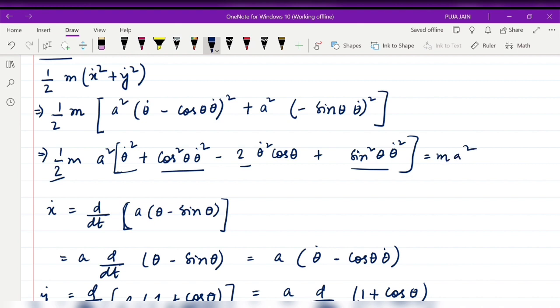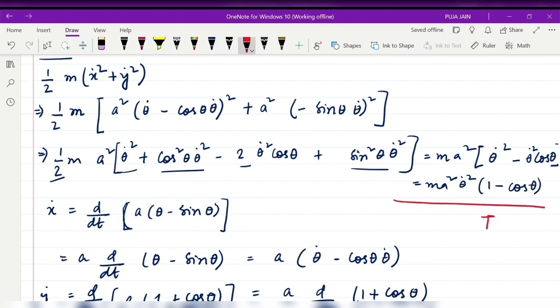So we will get half m a square theta dot square minus theta dot square cos theta. I hope it is clear. So we are getting m a square theta dot square common, times (1 minus cos theta). Okay, so this is our expression for T, that is the kinetic energy.